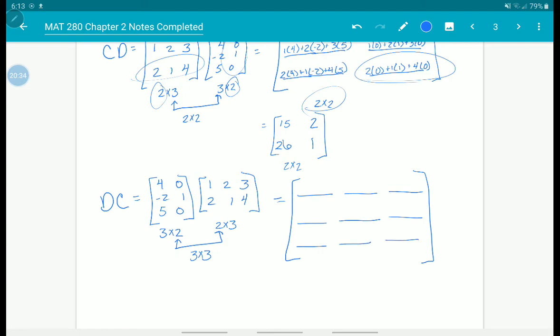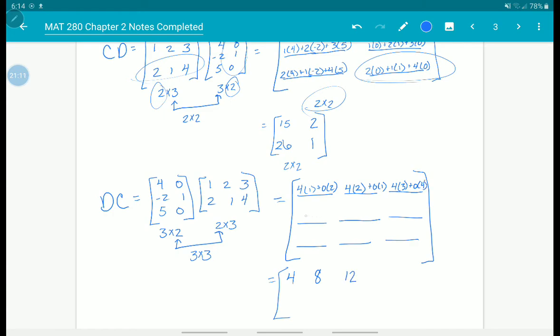So we're going to have 4 times 1 plus 0 times 2, which is a 4. First row, second column, we're going to have 4 times 2 plus 0 times 1, which is 8. Then we're going to have 4 times 3 plus 0 times 4, which is 12.